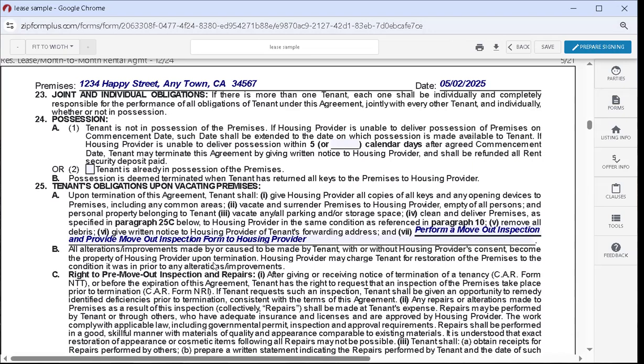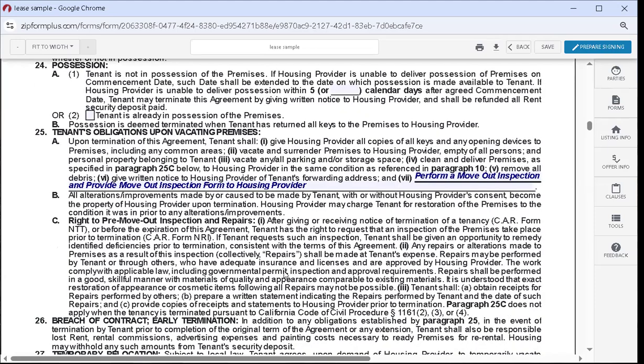Okay, so I want to make sure that they're doing the move-out form. Remember, it used to be one form, but now they've separated it. There's a move-in form and a move-out form. So I want to pre-give that tenant that move-out form, because I'm going to make it required on 25A, along with the other things they have to do for move out.